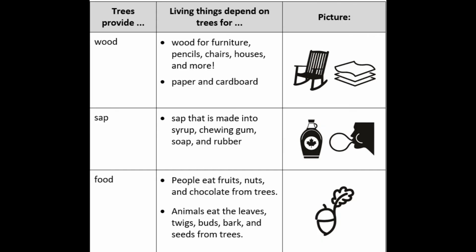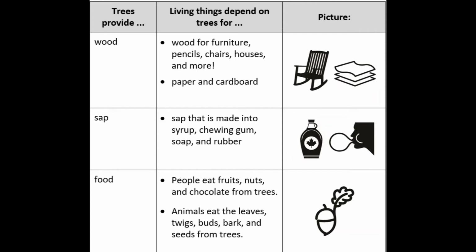Now, let's see if you can help me with the next one. Look at the picture in the bottom row and the word all the way on the left of the bottom row. What do you think trees provide in this row? Yes, food. Wow, good job, Kipsters.